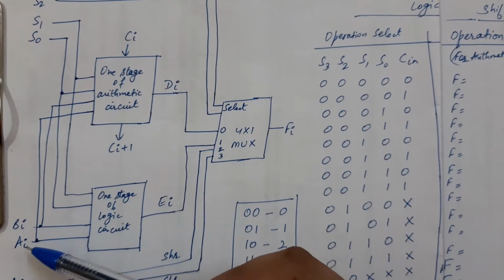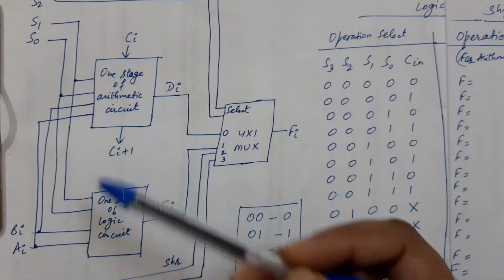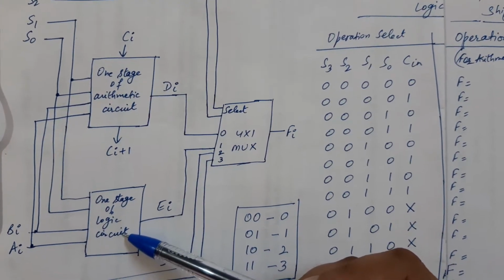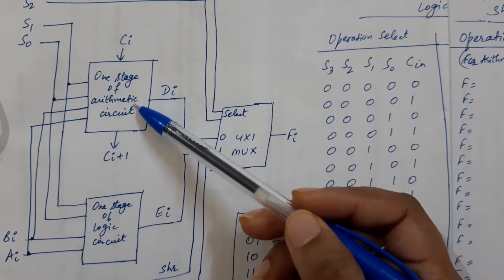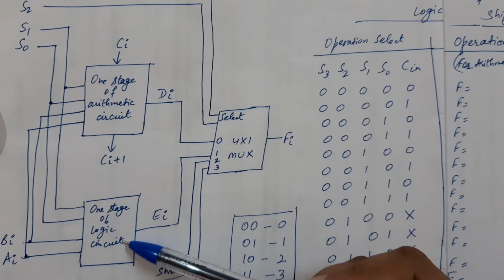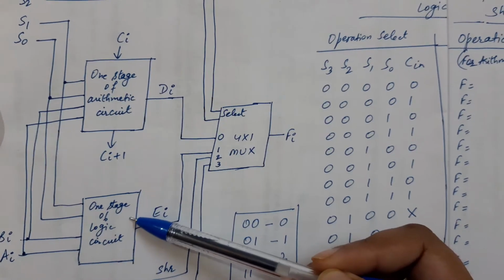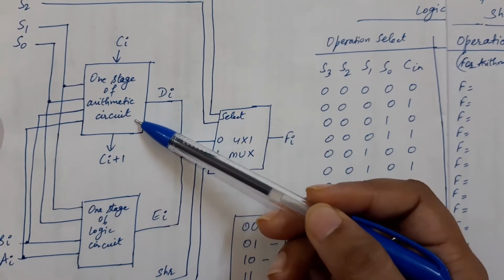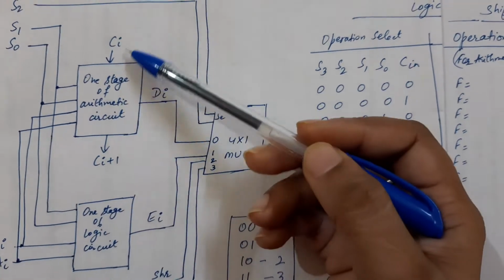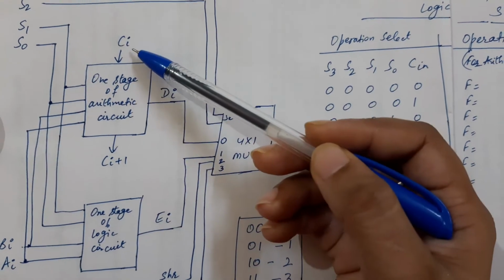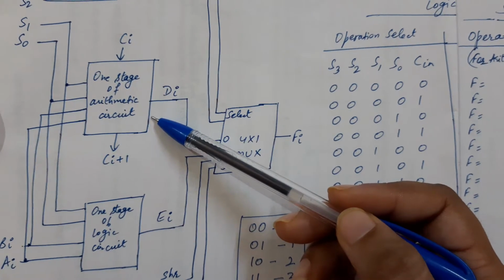So here are two inputs, AI and BI. Both inputs go to the arithmetic circuit, and they are also going to the logic circuit. Two are selection lines, S0 and S1, which go to the arithmetic circuit as well as to the logic circuit. These selection lines have the purpose of selecting the micro operation, whether the arithmetic micro operation or the one from the logic circuit will execute. Then here is the carry associated with the arithmetic circuit.